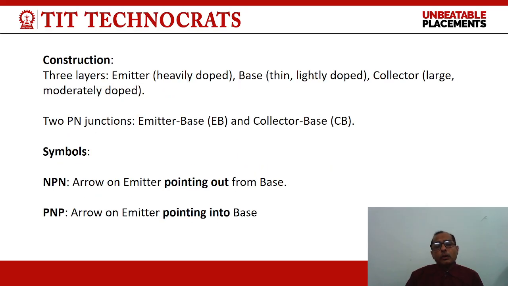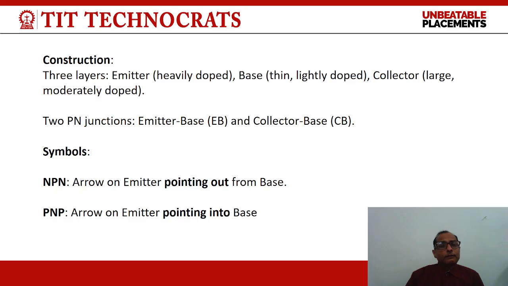Now coming on to construction, we have three layers: emitter, which is heavily doped, then base, it is thin but lightly doped, and collector, it is large and moderately doped. So if we have three layers, we can form two PN junctions. One is called emitter base and the other is called collector base. That means in this case base will be common.